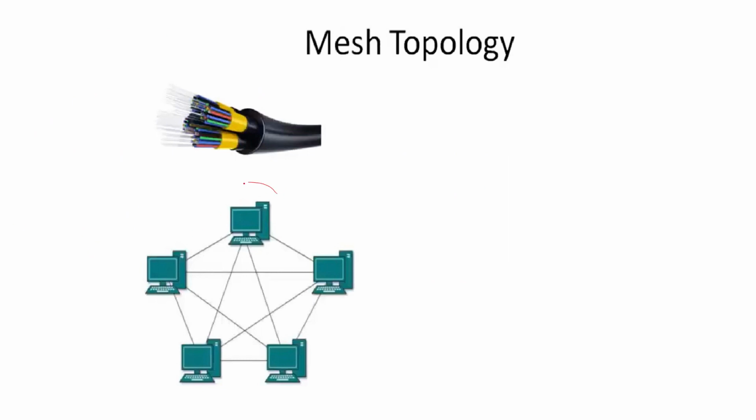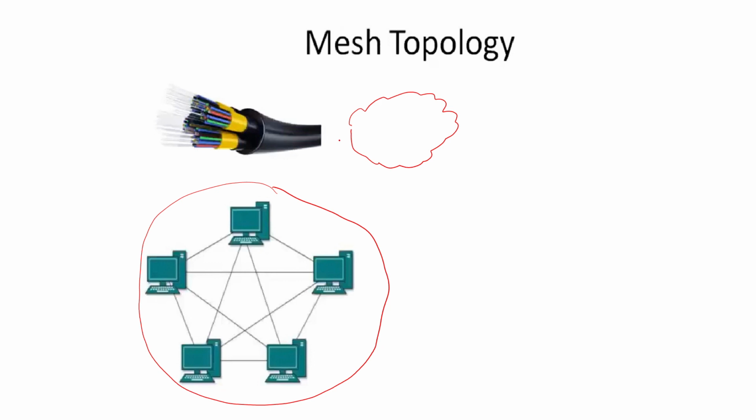Mesh topology looks like this. It's a logical view, and physically I will show you that. We have a branch here. Suppose we have a Bangalore location, we have a branch here. We have multiple devices, and they would be connected to a centralized device. And suppose we mention this as Bangalore.